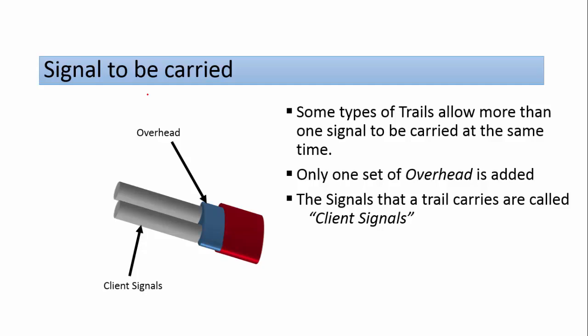Please make a note that I can have multiple client signals to my trail termination point with a single processed overhead before it's put into my trail. This concept would be very useful when we discuss virtual concatenation in a different session.